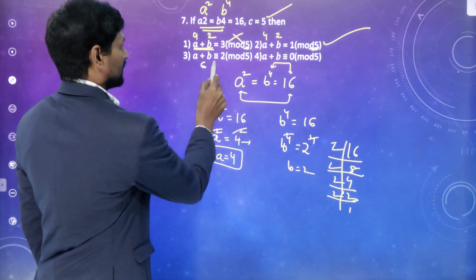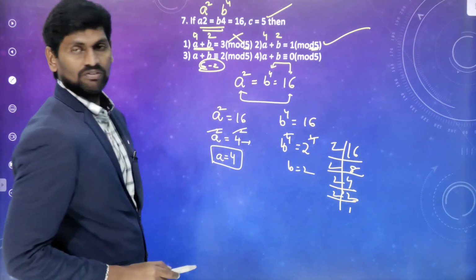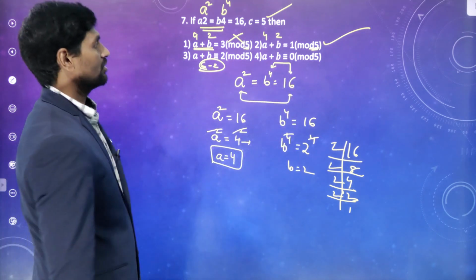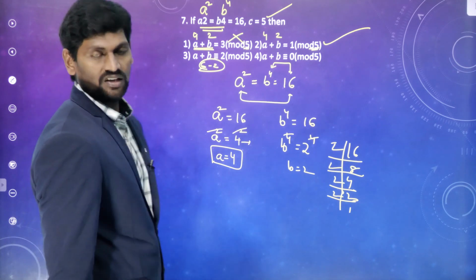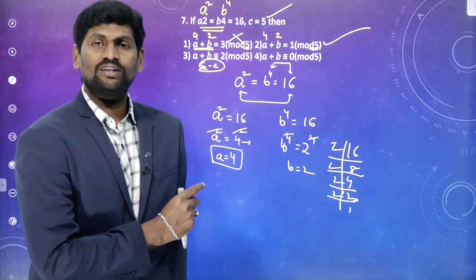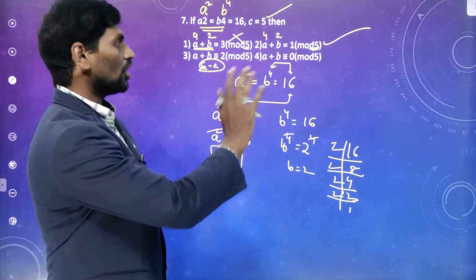Here 4 plus 2, 6. 6 minus 2, 4. 4 is not divided by 5. Here also 6 minus 6 is not divided by 5. So only option 2 is right. Okay? So first of all you need to identify the values of A and B. Then check through the options.